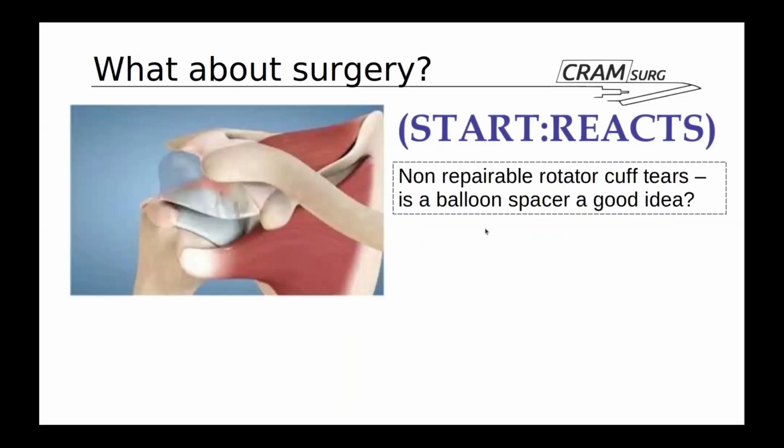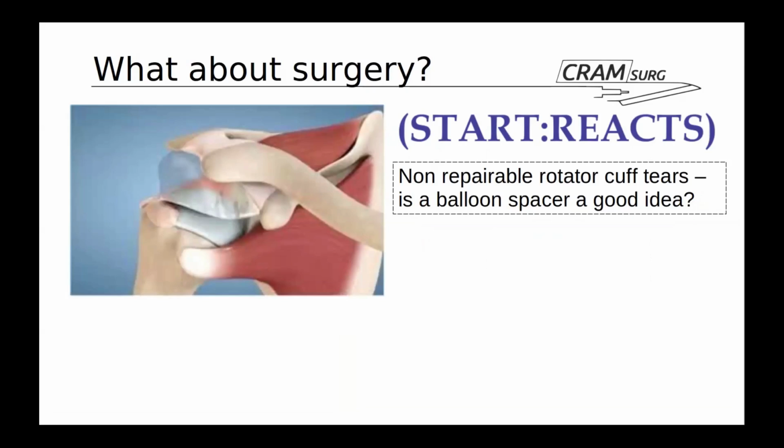Now, obviously, I've talked about chemotherapy drugs for prostate cancer and chemotherapy drugs for breast cancers, but what about surgical interventions? Are there any examples of adaptive design as applied to surgical interventions? Actually, I've not found much, despite what I would describe as reasonably extensive research. I found a trial from orthopedics called START REACTS that has to do with non-repairable rotator cuff tears, and particularly the use of a balloon spacer.